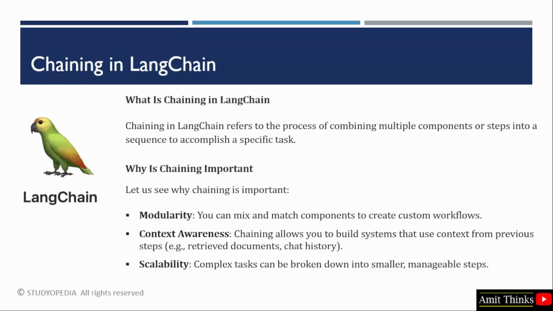Chaining is a process to combine multiple components or steps into a sequence so that you can fulfill a specific task. Chaining is important so that you can mix and match components to ease the work of creating custom workflows, easily build systems that use context from previous steps like chat history. With that, you can also easily break down difficult tasks into smaller, easier steps with chaining.